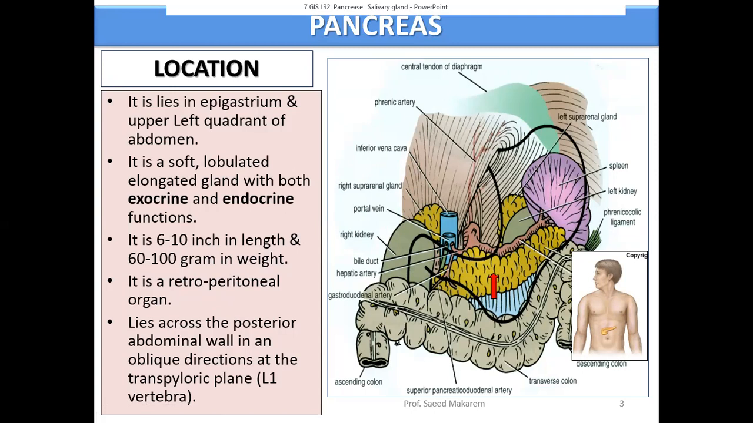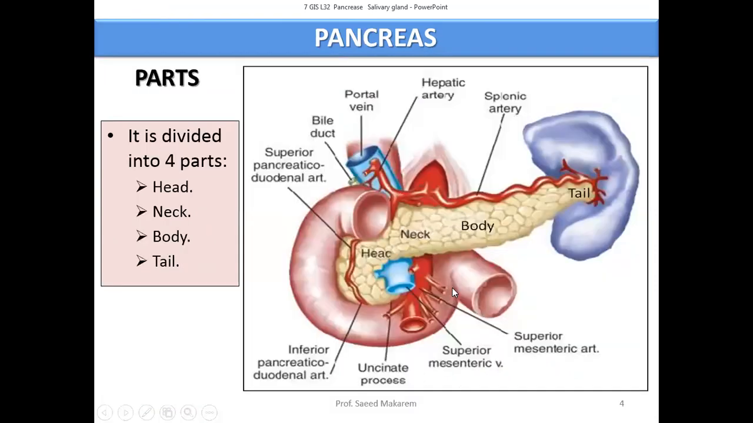It lies across the posterior abdominal wall in an oblique direction at the transpyloric plane, a plane passing through the pylorus. Pylorus is the last part of the stomach. If you draw a horizontal line through that pylorus, that line is called the transpyloric plane. It will pass like this. So this pancreas is at that level, the transpyloric plane, at the level of the L1 vertebra. It is almost horizontally or obliquely placed. So this is the pancreas.